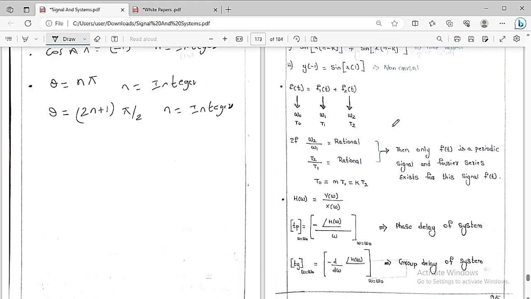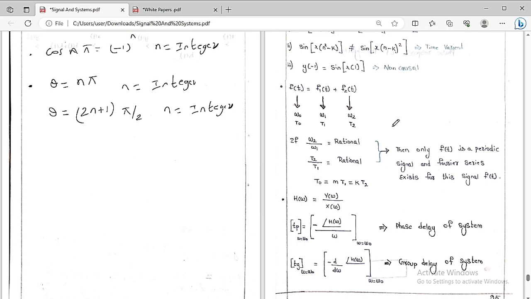So now let's go for another point. Suppose f of t is equal to f1 of t plus f2 of t. If f1 of t is a periodic signal having the frequency omega 1 and time period T1, and f2 of t is also a periodic signal having the frequency omega 2 and time period T2, then if I do the summation, the resultant can be either a periodic signal or it cannot be a periodic signal.